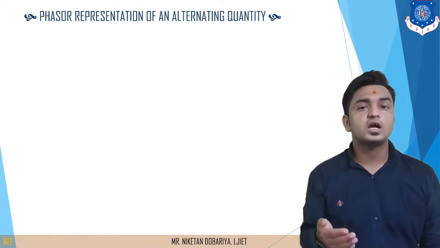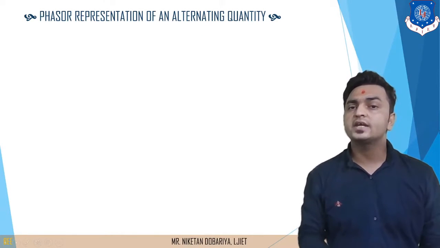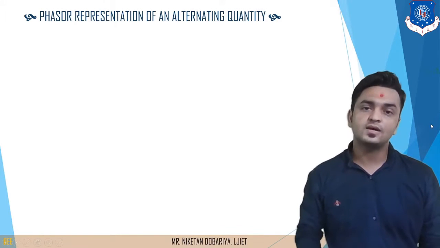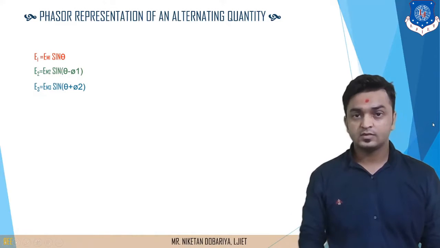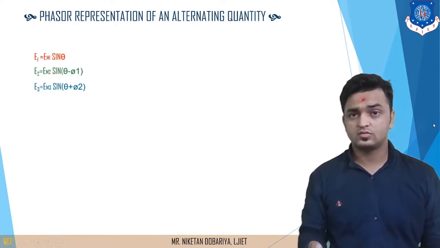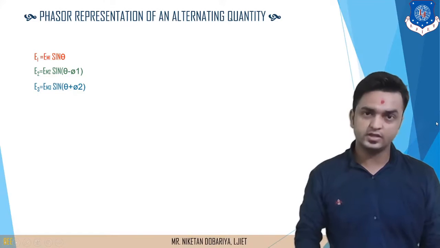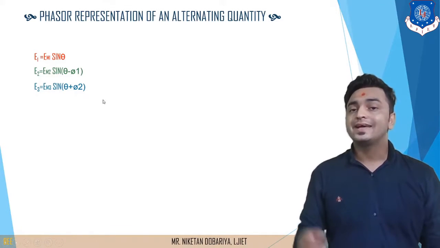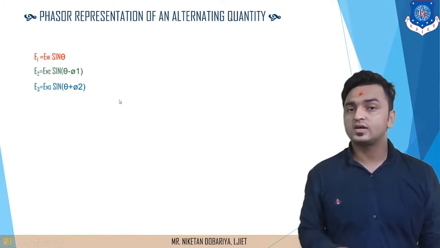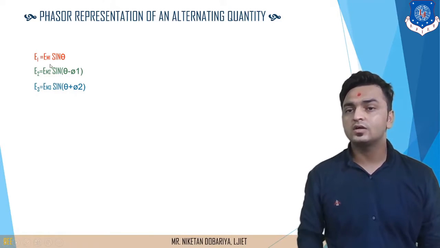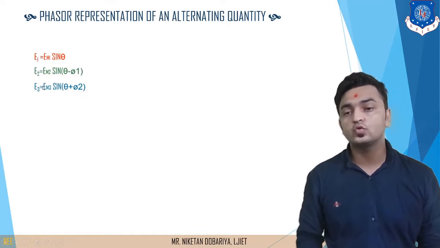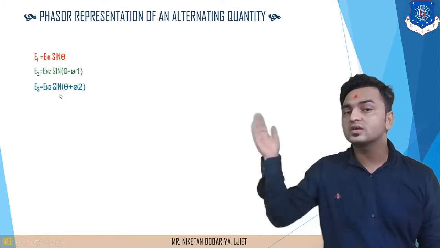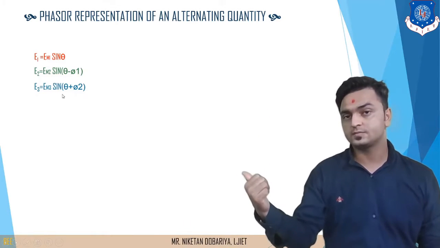Here, let me start with how to form a sinusoidal waveform of a given equation. As an example, let's consider that in this given equation, we have three voltages E1, E2, E3. If you observe these three equations, their peak values, means their amplitudes, are given by EM1, which is over here, EM2 for the second, and EM3 for the third. That is the amplitude or the peak value of these three waves or voltages.